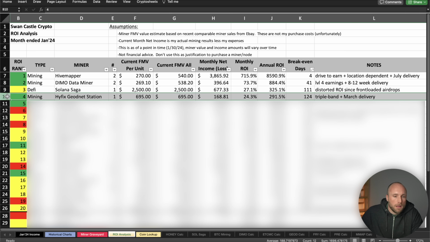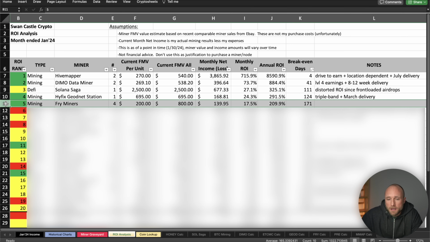Number four, the HiFix GeoNet station. This is the triple band. They've also pushed back delivery on this, so now you're looking at a March delivery if you purchase one today. Really quick break-even time though, 124 days. This has been a great project for me over the past year and a half to 2 years, with my space weather station on my roof.